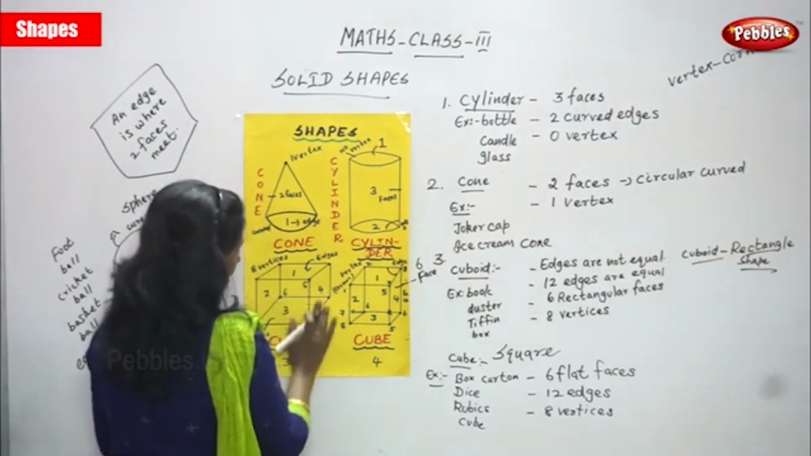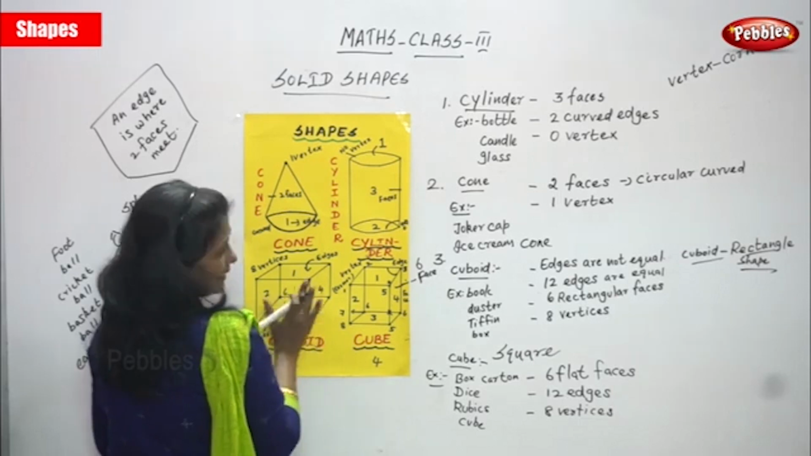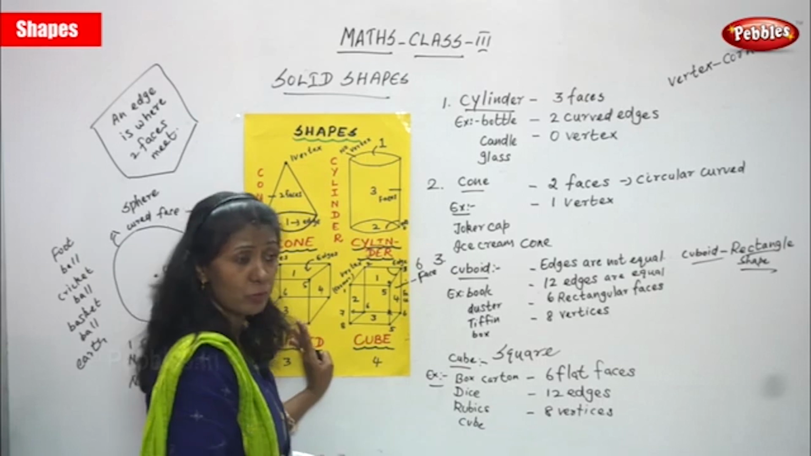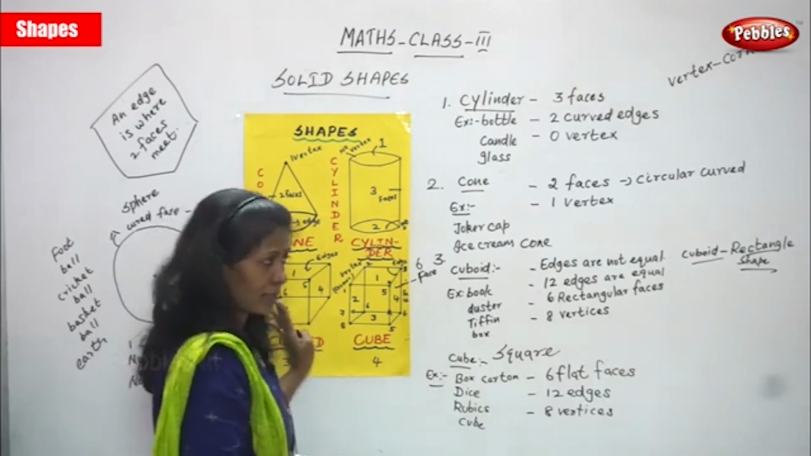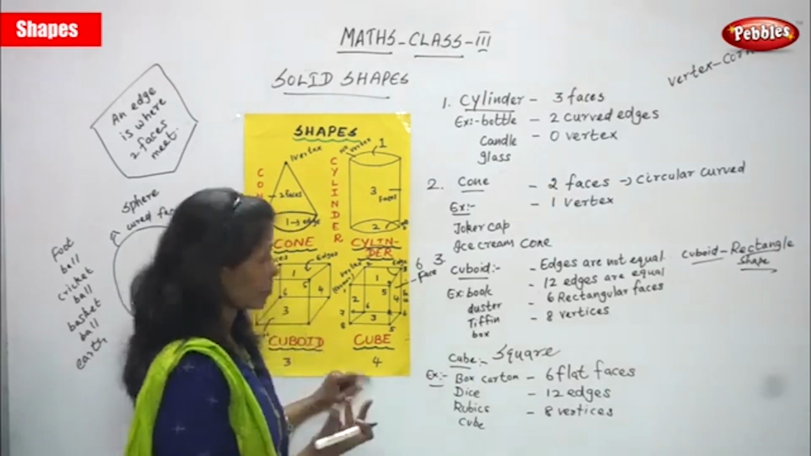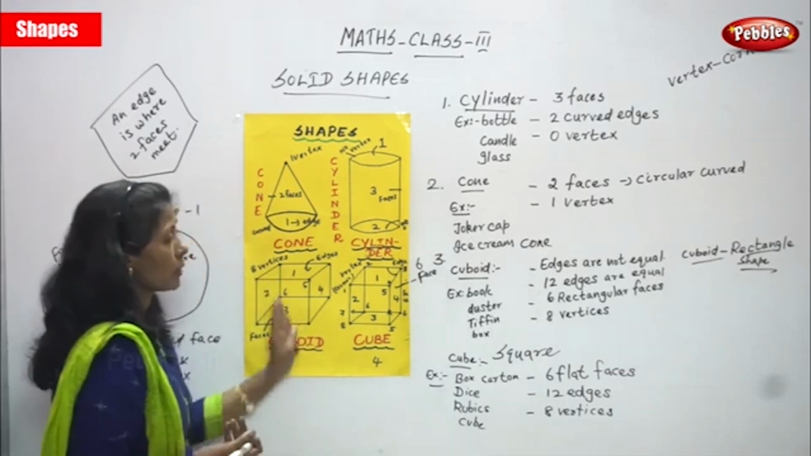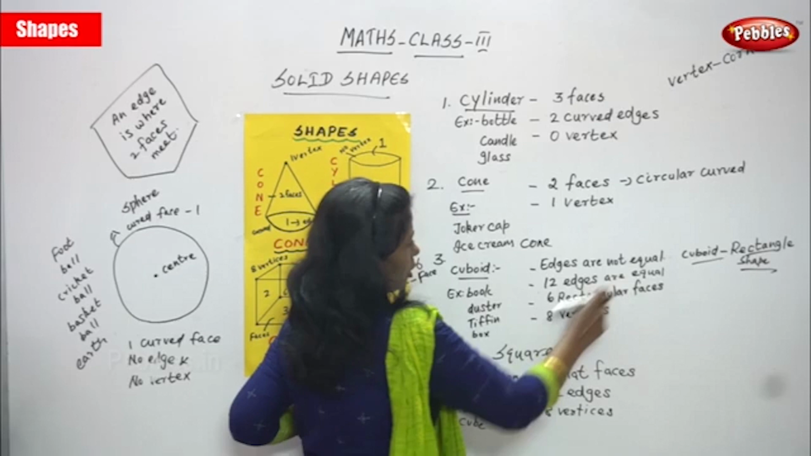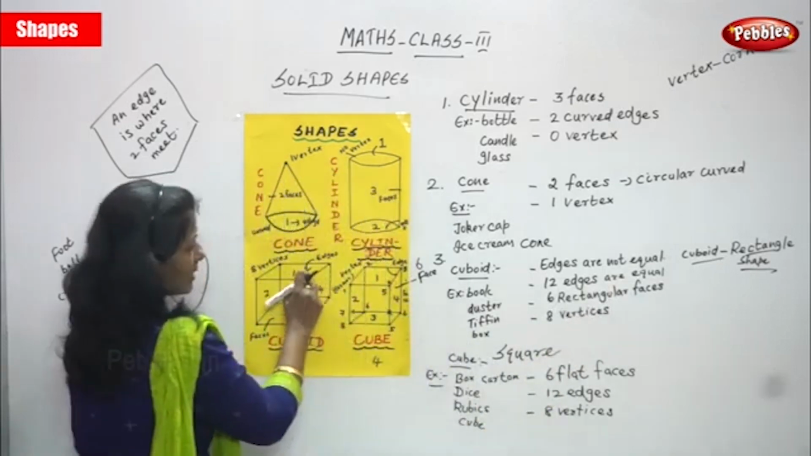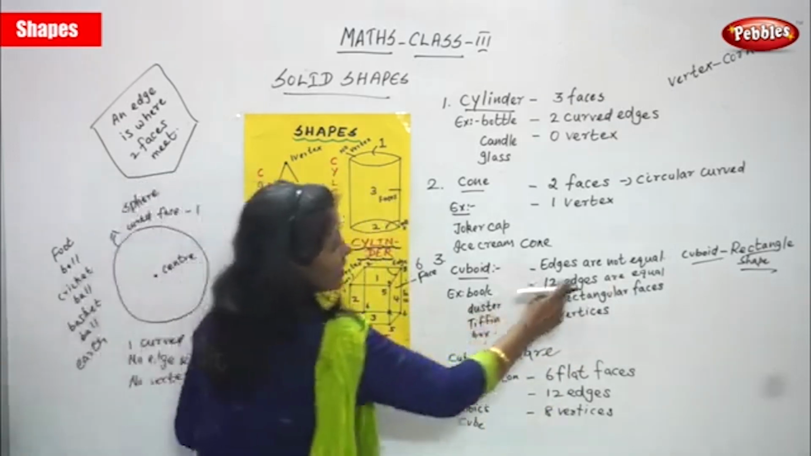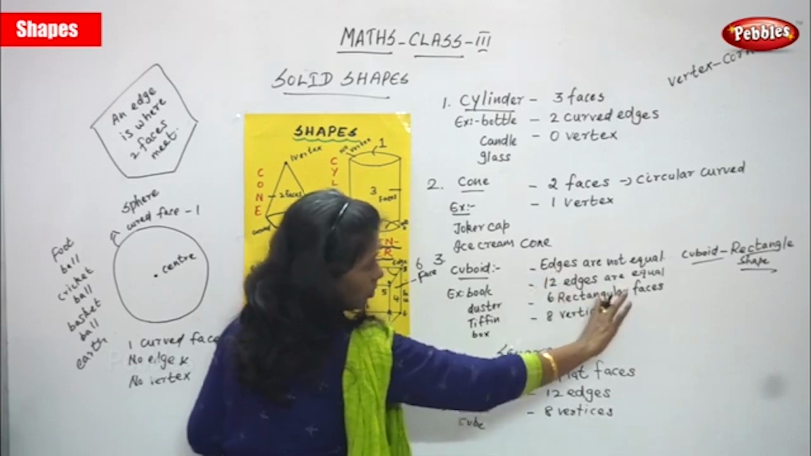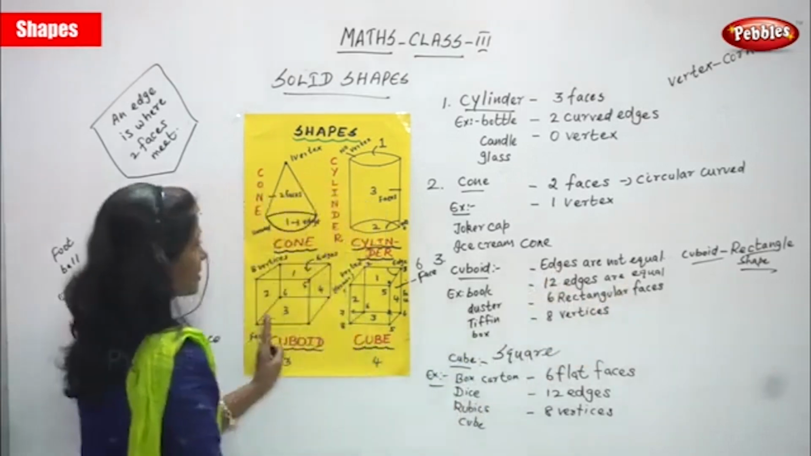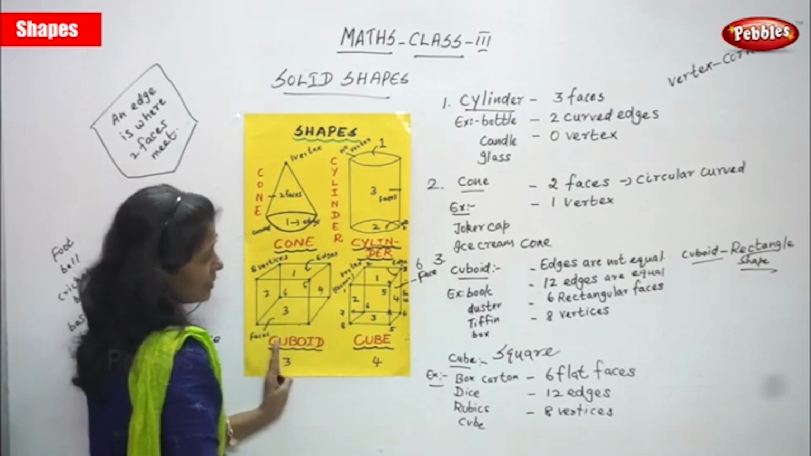Cuboid means nothing but it is based on the rectangle shape. So don't forget it, because it's always confusing, even many teachers get confused. Sometimes I also get confused. That is the only reason I tell you, keep on repeating this. Cuboid is nothing but edges are not equal. Generally the edges are not equal, though in particular cases the 12 edges are equal.